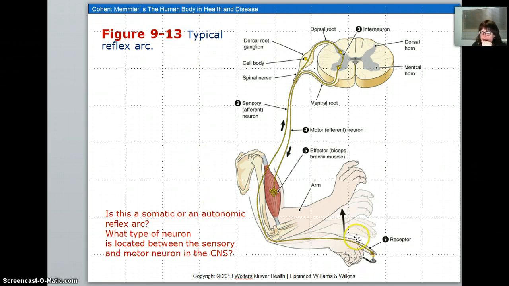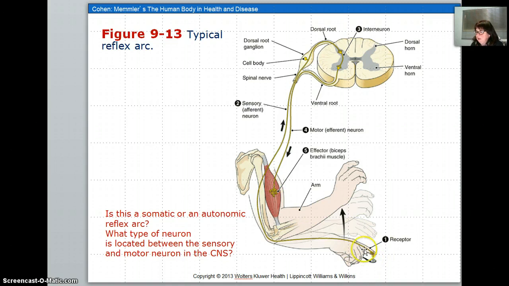When you look at the reflex arc, the typical reflex arc has a receptor, then you've got your afferent sensory neuron, then you have an interneuron in the spinal cord which integrates it, then it comes out your ventral motor neuron, and it affects the effector. The example here is a finger poke.